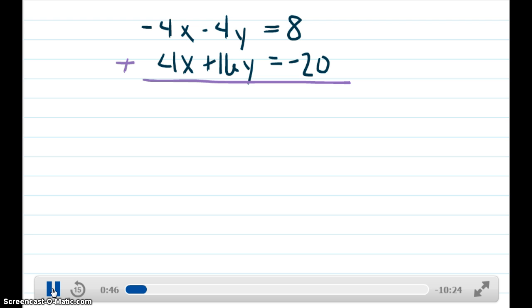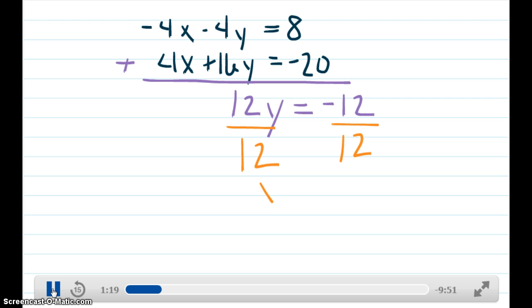Negative 4x plus 4x is going to be 0x. And then negative 4y plus 16y is going to be a positive 12y. We do 8 times 8 plus negative 20, which is negative 12. So our 0x, you can write it or you don't have to write it. So that can kind of go away. So if you look here, we have 12y equals negative 12. So we divide by 12 to get our y by itself. We have y equals negative 1.